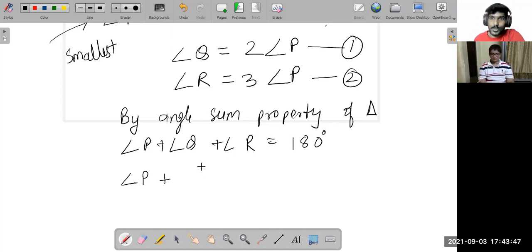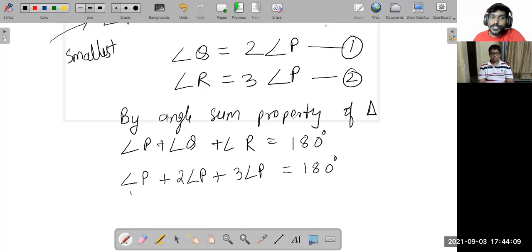But if it is an MCQ, fine. If you have to solve it, then you have to show all the steps. The answer you got is correct. Let's see if we get it after solving. So instead of angle Q, we'll write 2 times angle P. And instead of angle R, we'll write 3 times angle P. So that is equal to 180 degrees.